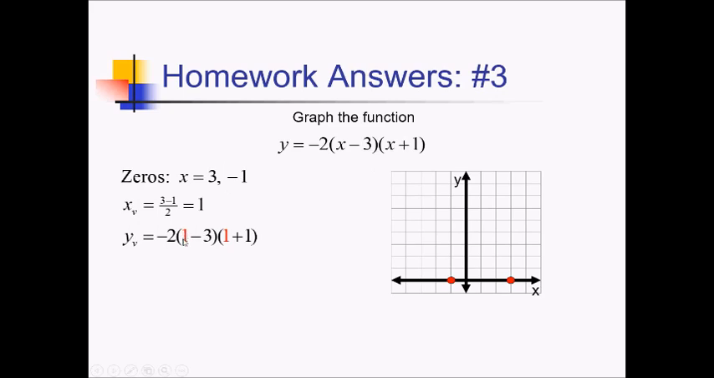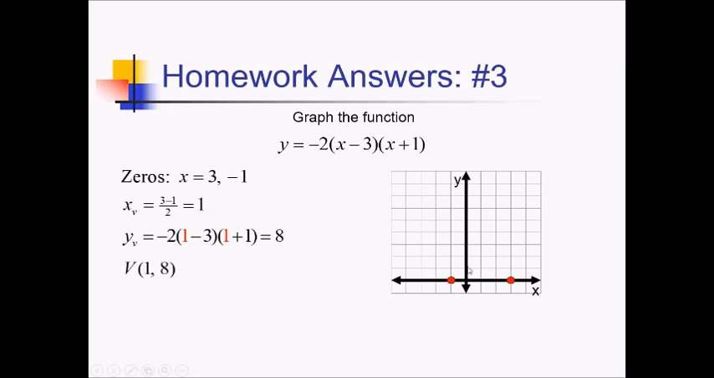So we've got 1 minus 3, which is -2. 1 plus 1 is +2. Negative times +2 is going to be -4, but we have a -2 we're multiplying out in front here. So that's actually -2 times -4 is 8. So 1, 8 is my vertex.